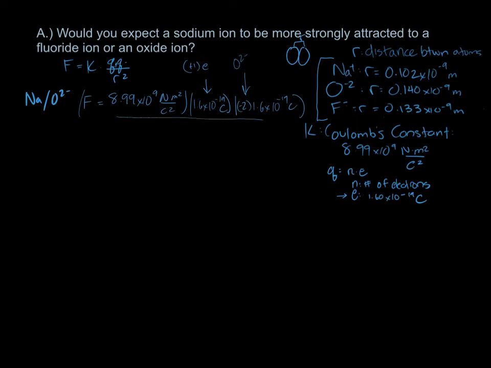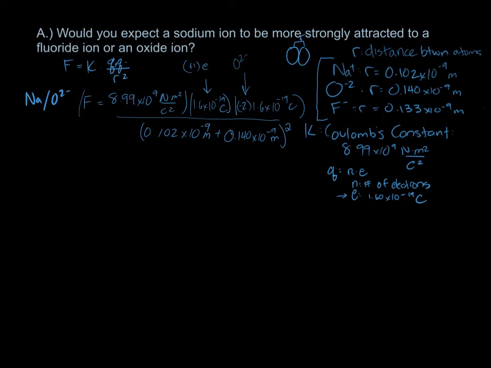That is going to be divided by the sum of the two radii, which for sodium is 0.102 times 10 to the negative 9th meters, plus 0.140 times 10 to the negative 9th meters. And we have to square that. So the reason we have it all like this is because we want our units to cancel. We want force to be in newtons, right?